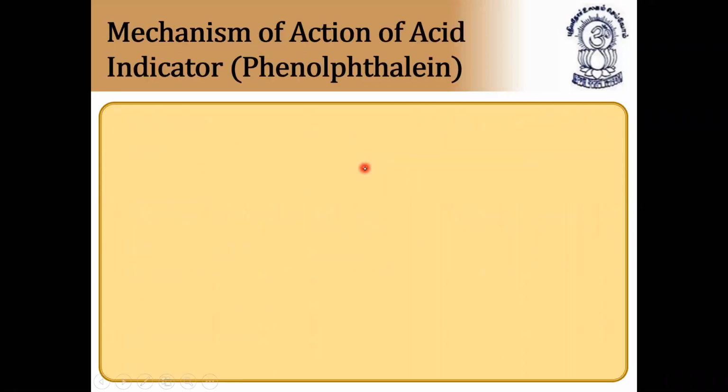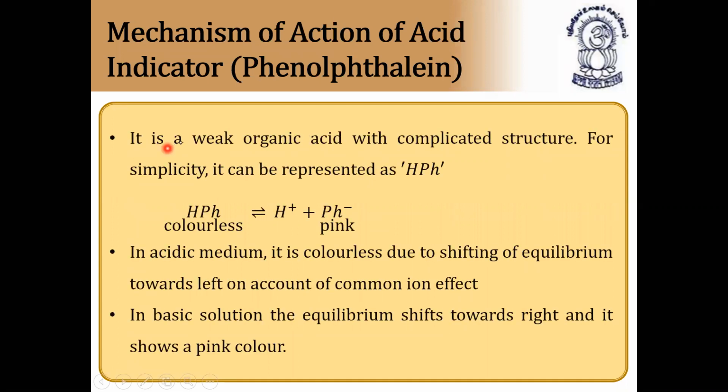Next, mechanism of acid-base indicator. Phenolphthalein is the best indicator. It is a weak organic acid with complicated structure. For simplicity, it can be represented as HPH. HPH, colorless, changes to H plus and Ph minus, which is pink in color.